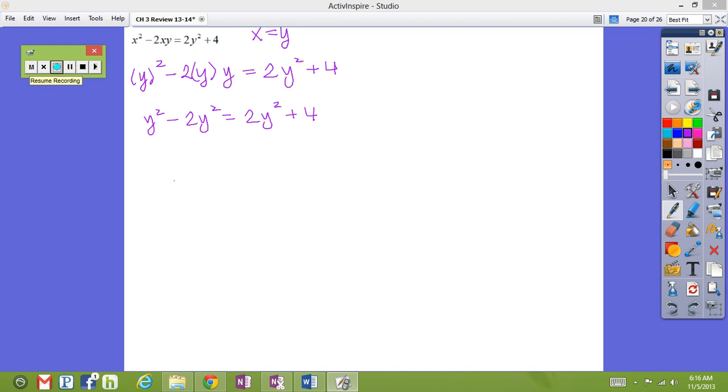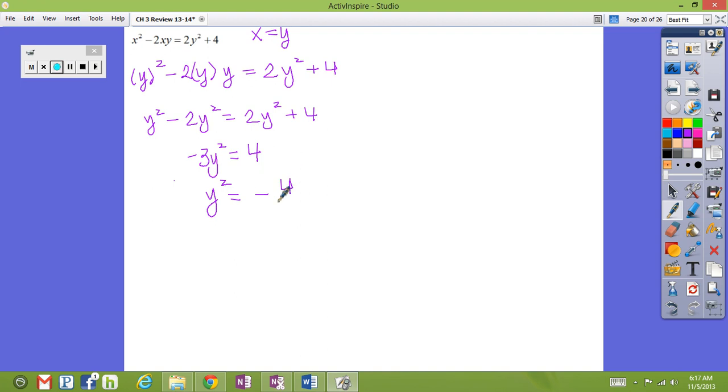Alright, so, let's see. Let's get all of our y squareds on one side. Let's move these over to here. Let's do it in one step. So I got 1 minus 2, that'd be negative 1, subtract 2 gives me negative 3 y squareds is equal to 4. I did not mean for this to happen, but we get negative 4/3, so y is equal to plus or minus the square root of a negative number, so there are no horizontal tangents.